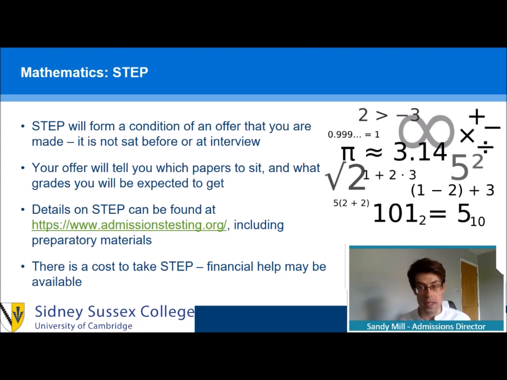Much like when we say we expect people to get certain grades at A level, for example, 2 A stars and an A typically for mathematics, we will also set as part of that condition that an offer holder must achieve a certain grade in specific STEP papers, typically papers 2 and 3. Your offer will tell you which papers to sit, which grades that you're expected to get, and these assessments are done later in the academic year. They are not done in the December, January time when the offers are being carried out.